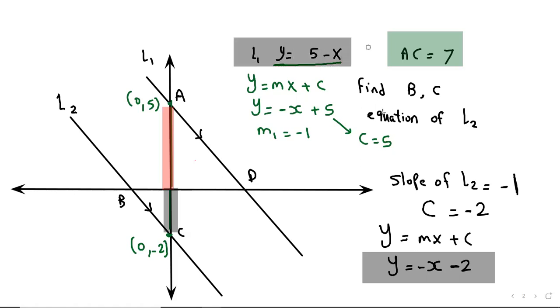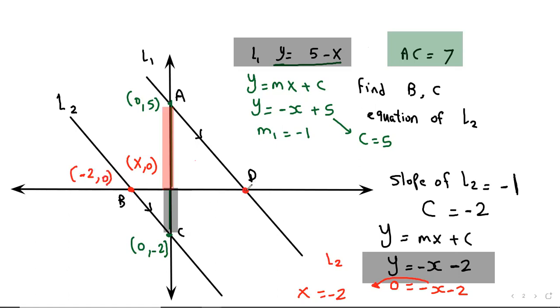And what else? I want to get the point B. You know, any point that lies on the x-axis is x and 0. So in the equation of L2, you are going to put 0 instead of y. Okay? So put 0 here. 0 equals -x minus 2. Then move -x to the other side and change its sign. So x equals -2. The two coordinates of the point B are -2 and 0.